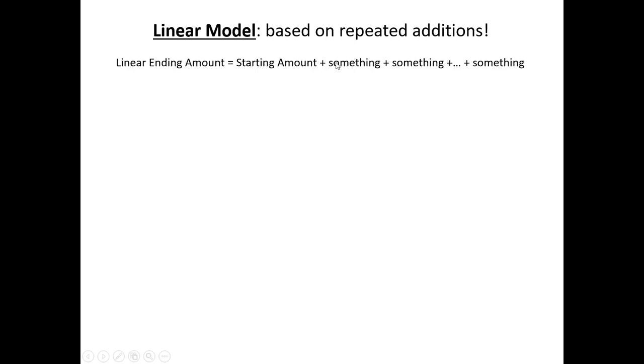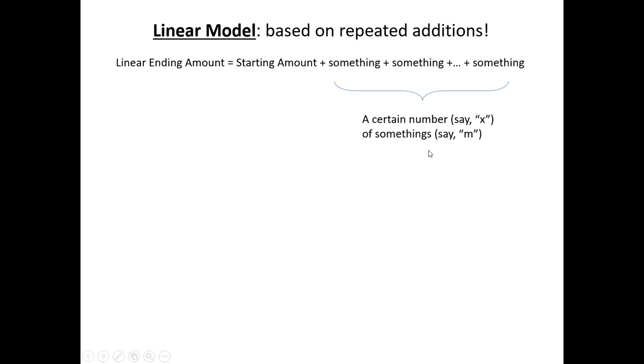And then you just keep adding the same thing, something plus something plus something plus something plus something. You just add a bunch of somethings. Now, the question is, how many of those? Well, the benefit of math is you can model it by saying, okay, I don't know how many, so I'm going to call it X of them. And the something I'm adding, I'm going to call it M.